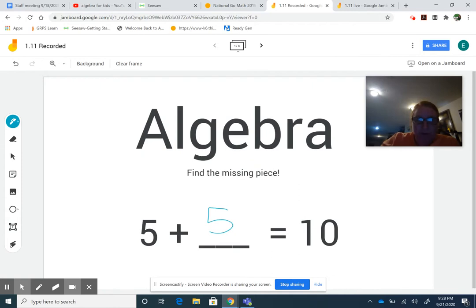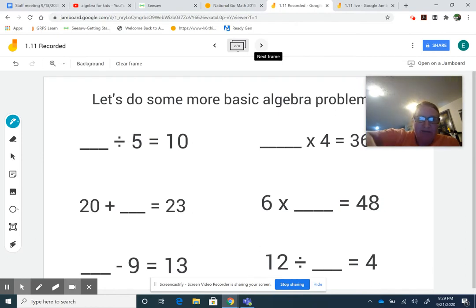We're going to do a couple of those, and then we're going to get into today's lesson, which is a little bit of a different type of algebra. So here we have blank divided by 5 equals 10. Now with algebra, if you have just one step like this, you can just go backwards. So the opposite of division is multiplication. So you do 5 times 10, and that gives you 50.